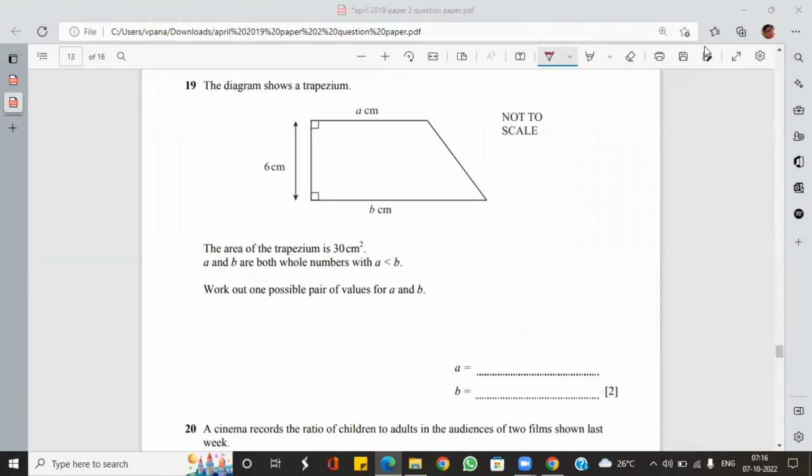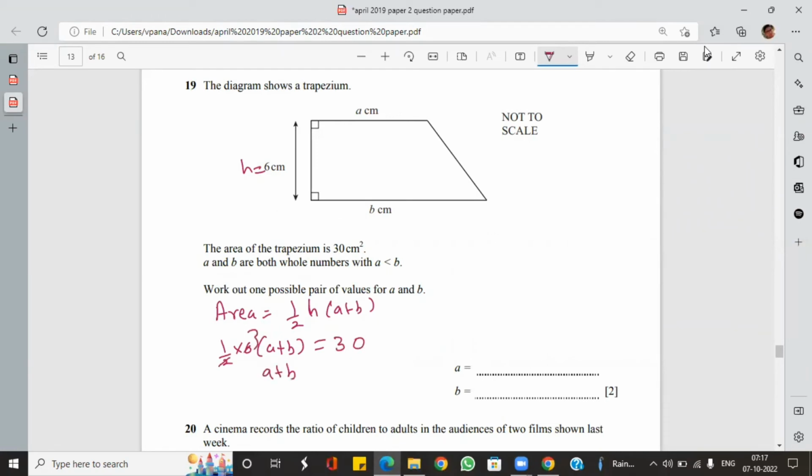You are given the area of a trapezium is 30 centimeters squared, and a and b both are whole numbers. a is less than b. Work out one possible pair for a and b. Here this is your height and these are the parallel sides. We know that area of a trapezium is equal to half times height times the sum of parallel sides. So half h is given as 6, and a plus b is equal to the area which is 30. So 3 times (a plus b) is 30, so a plus b is 30 upon 3, which is 10.